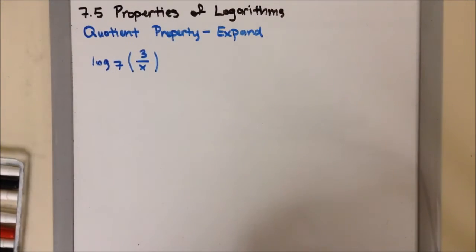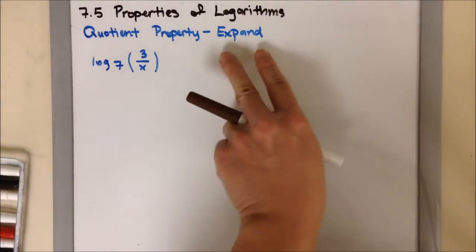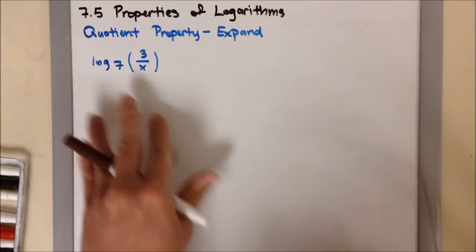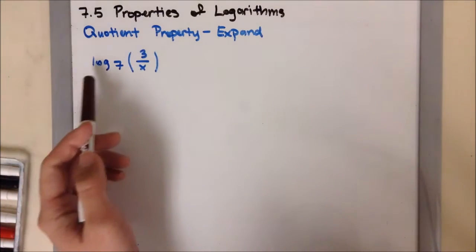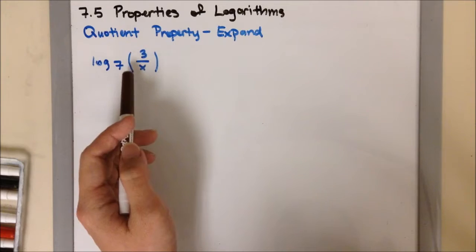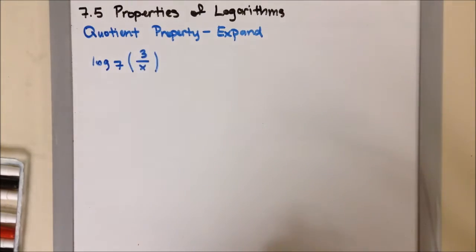So in this part, we're going to talk about the quotient property, and we're going to talk about expanding it. So let's take a look at our example. We have log base 7 of 3 over x.